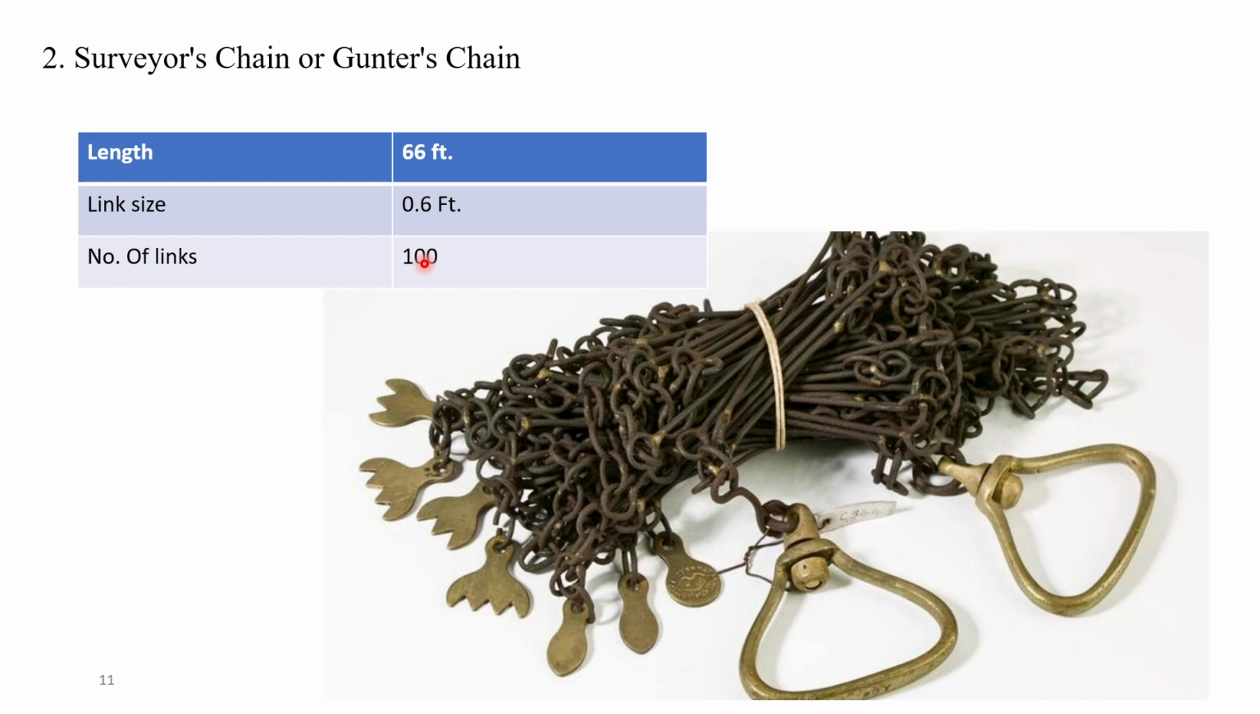Next, remember the name of this chain. It is the surveyor's chain or Gunter's chain. The length of the chain is 66 feet. The length of one link is 0.66 feet, and the number of links is 100.